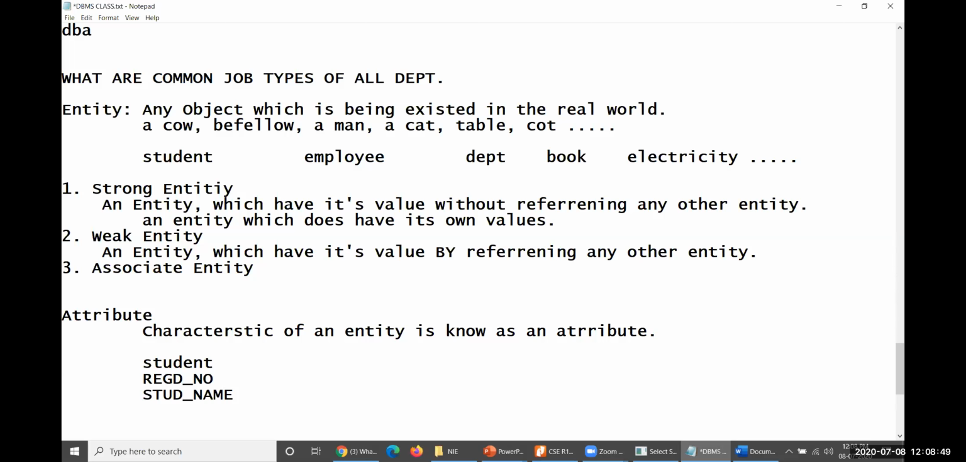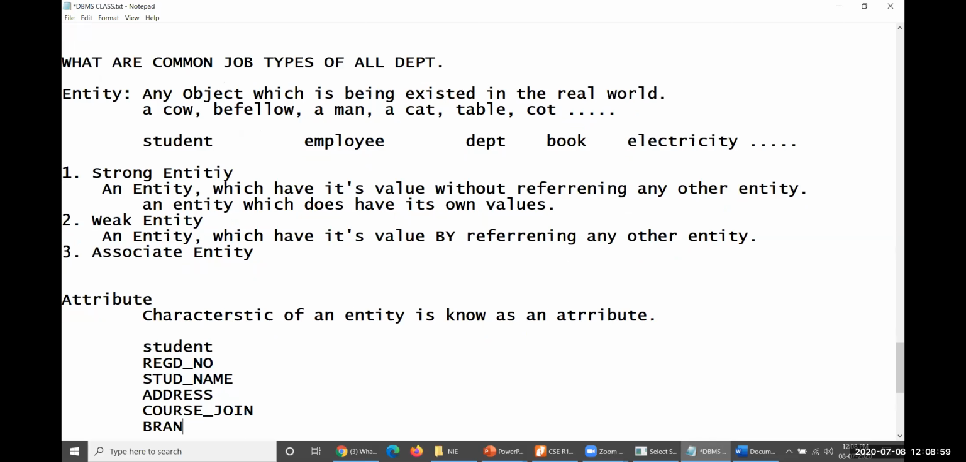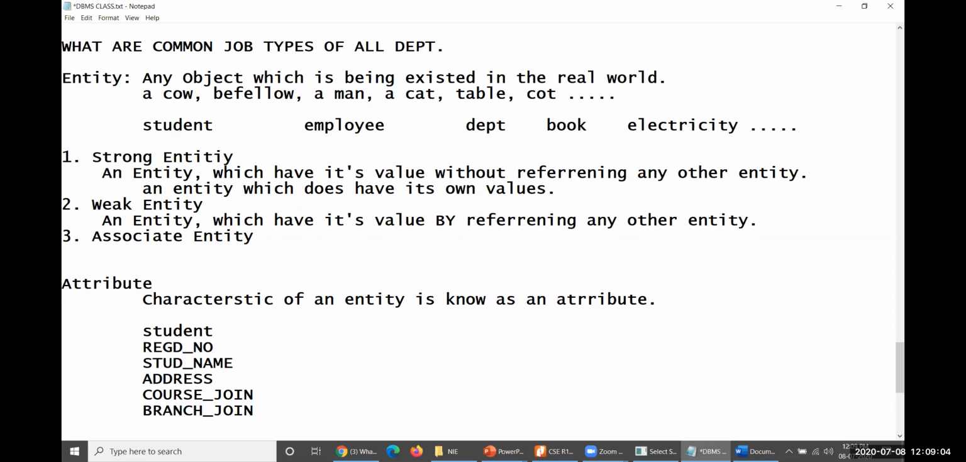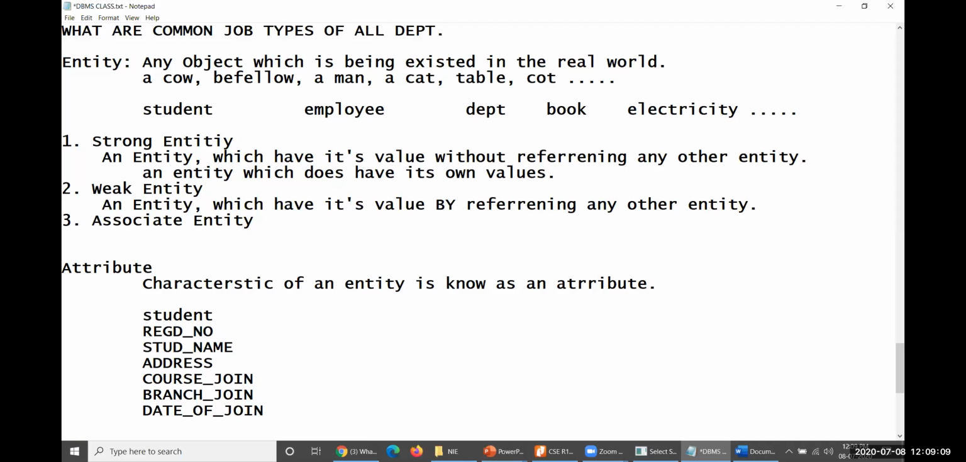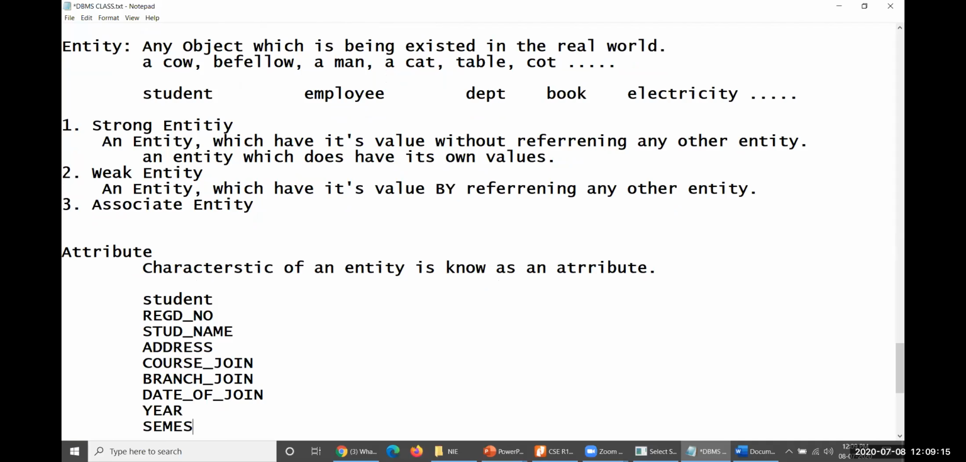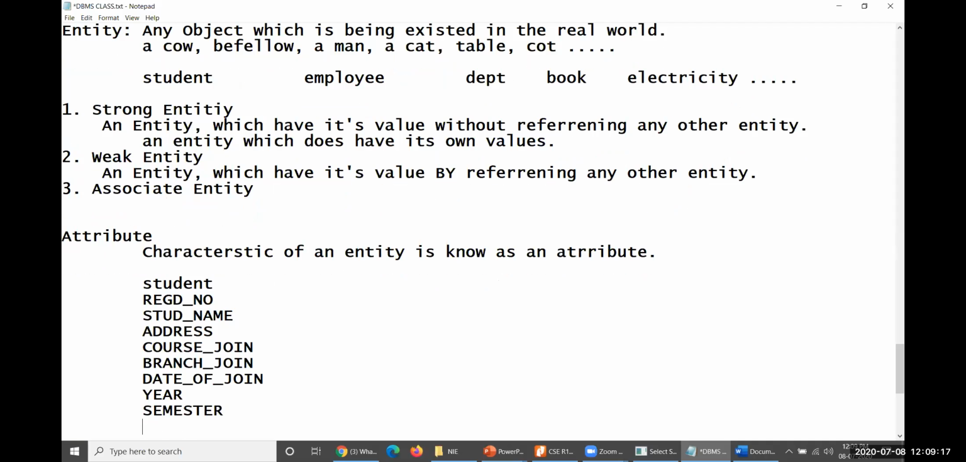The third one is the address of the student. The fourth one is the course joined, which course he joined here. Then which branch he joined, the date of joining, on which date he joined, which year he is studying, which semester he is studying, and then what is the fee, how much fixed fee has been set for him to pay, something like this.